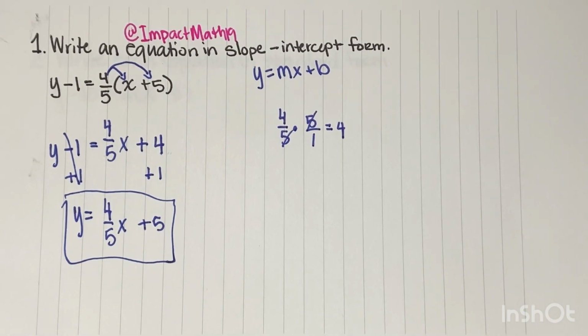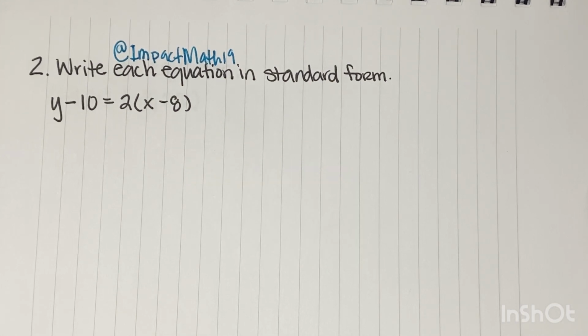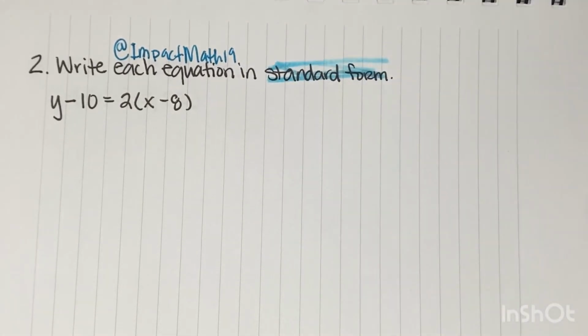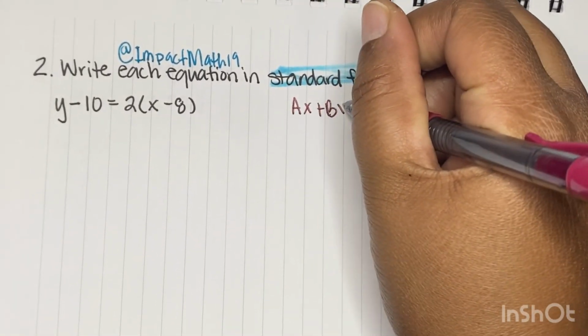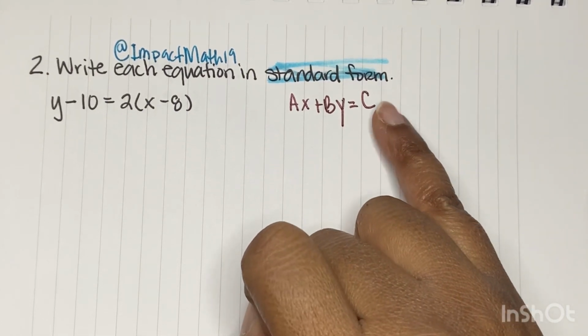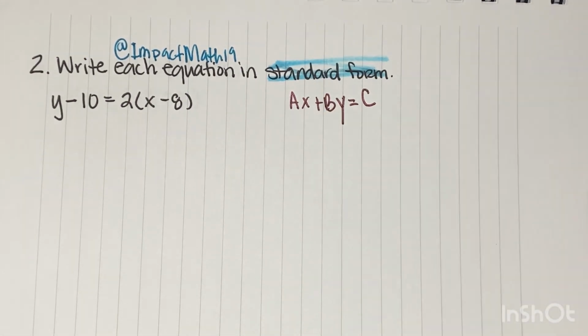All right, let's go to the next. Write each equation in standard form. All right, woo, they're throwing these forms at us, right? So let's talk about standard form. It is different from slope-intercept form. Standard form is written as ax plus by equals c, okay? And so what we want is the x plus the y equals the number that doesn't have, that's called a constant, doesn't have any variable or letter by it.